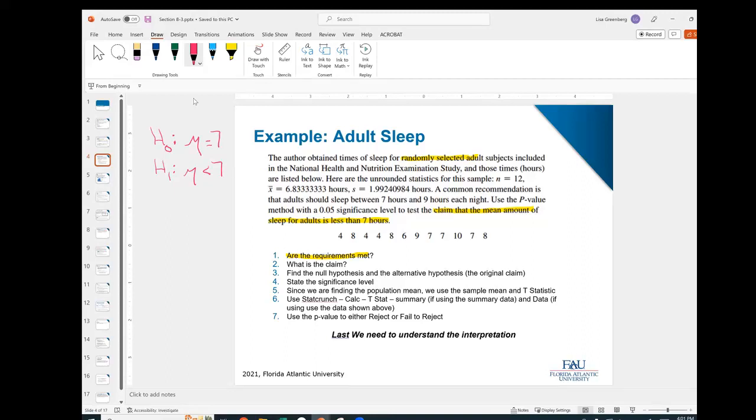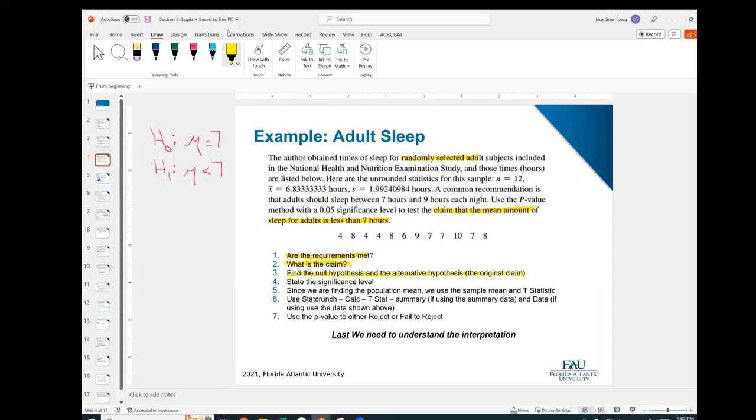I guess if I do two separately, we found the claim, good. And then we set it up. We found the null hypothesis and the alternative hypothesis. The alternative hypothesis in this example is the claim.